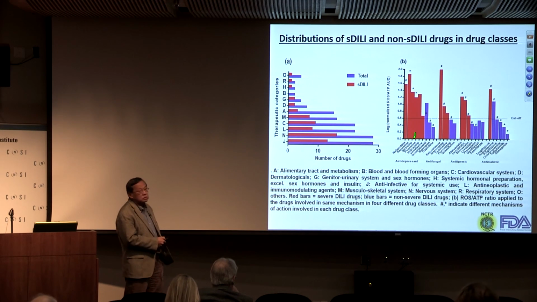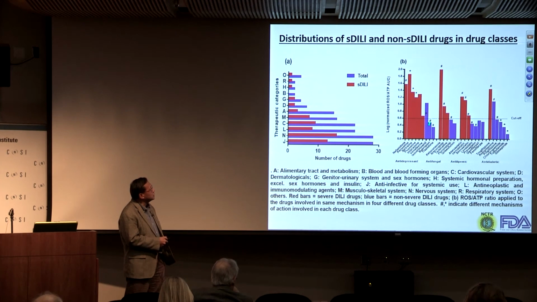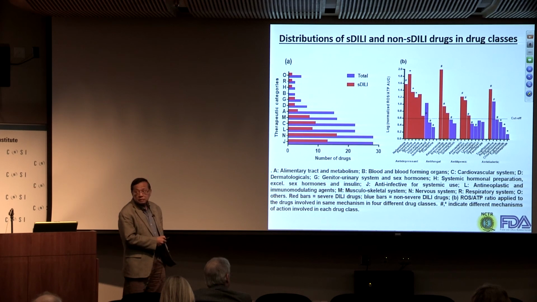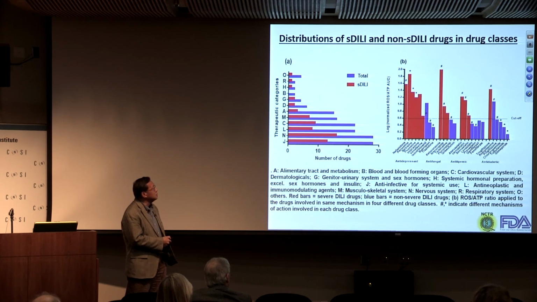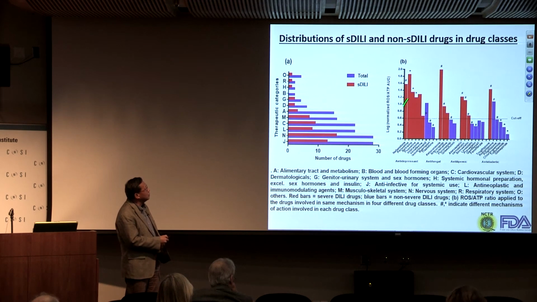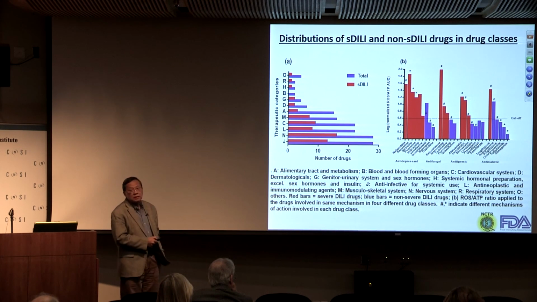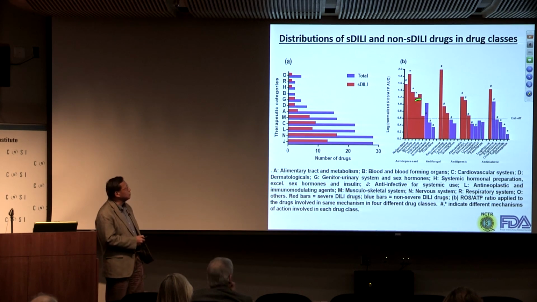Then we have a drug group. So we take some drug groups, and see how the ROS ATP distributes in the severe DD and non-severe DD. The blue one is non-severe DD, the red one is severe DD. So you can see, except the two false positives, but still these two are cholestatic DD drugs, non-DD drugs has false positive. So we can see that the ROS ATP separates severe DD and non-severe DD quite well.